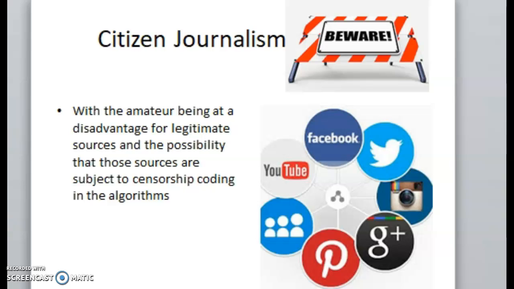Amateur journalists are at a disadvantage because their typical source of information is the algorithm-based services. They can still report good information. However, they should cite where they're getting their information so that it can be fact checked and verified.